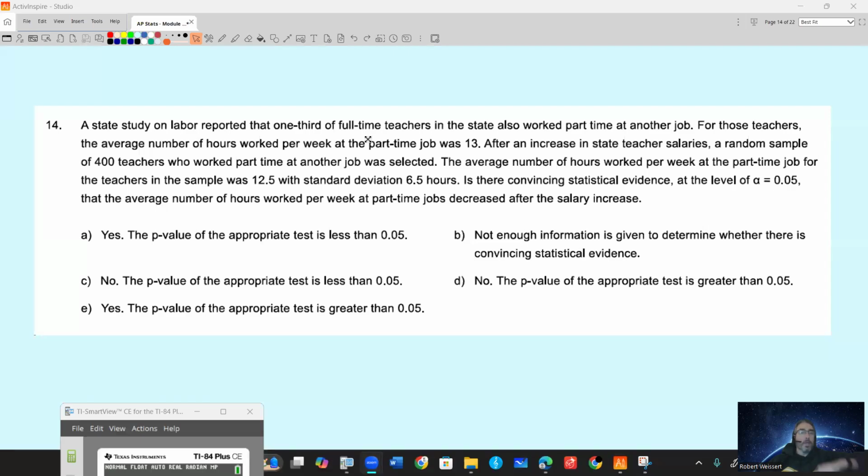Question 14. A state study on labor reported that 1/3 of full-time teachers in the state also worked a part-time job at another job. For those teachers, the average number of hours worked per week at the part-time job was 13. After an increase in state teacher salaries, a random sample of 400 teachers who worked part-time at another job was selected. The average number of hours worked per week at the part-time job for the teachers in the sample was 12.5, with a standard deviation of 6.5.